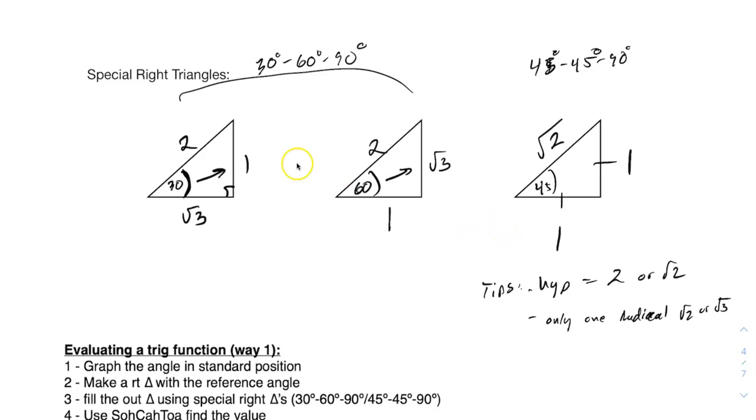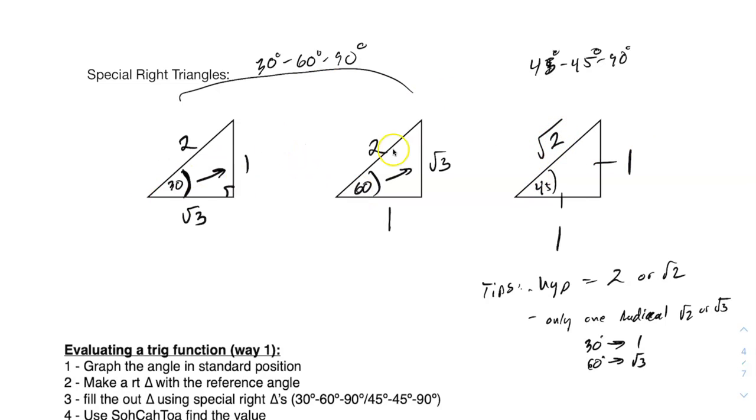And then also for the rest, I just think 30 is small, so it gets the 1. 60 is big, it gets the rad 3. That's how I think about it. And then 45 just thinks it's an isosceles, so it's 1, 1, and then rad 2.